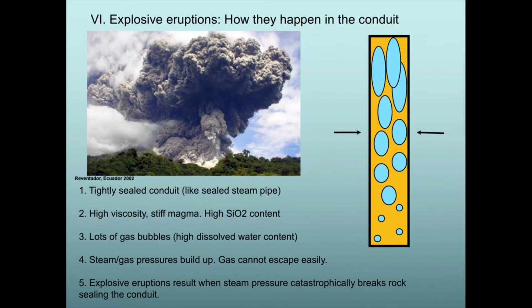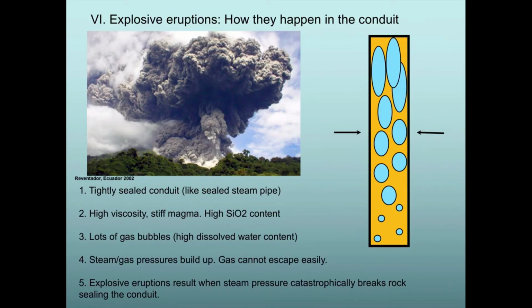So explosive eruptions happen in the conduit of a volcano when you have a few things going on. One, you have a very tightly sealed conduit, like a sealed up steam pipe. Two, you have very high viscosity, stiff magma. It has high SiO2 content. It's probably also cold. That traps the gas bubbles in place. So when they try to expand, they can't really change in volume, so they build big explosive steam pressures.